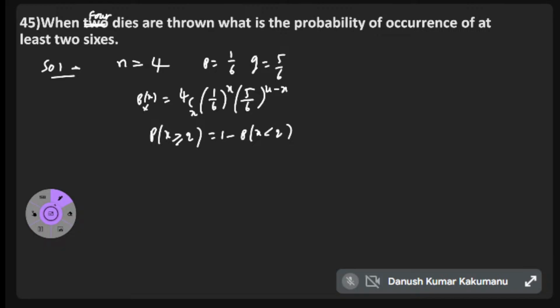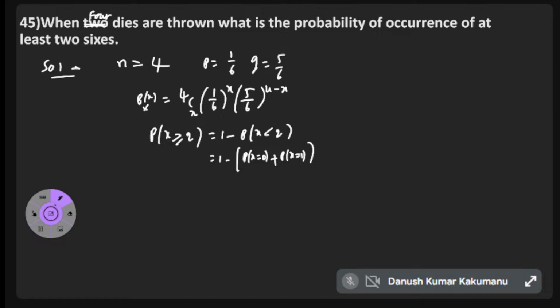Some students will commit a mistake. If it is greater than 2, then we take less than or equal to. If it is greater than or equal to, then we take less than. Understood? Right. What are the things we will take? 1 minus P of x equal to 0 and P of x equal to 1. One more thing: students make a mistake without considering x equal to 0. Some students are not considering x equal to 0.